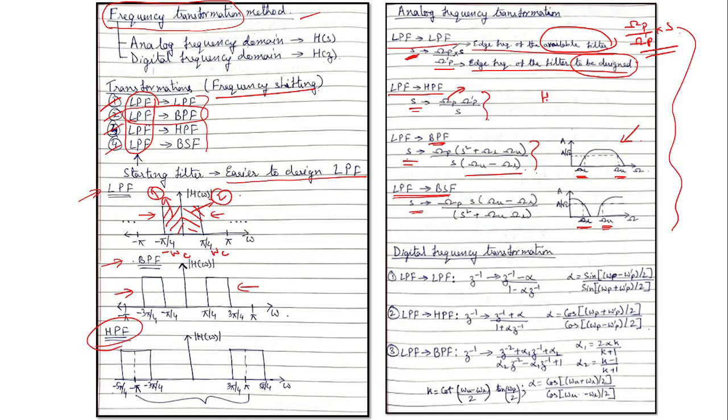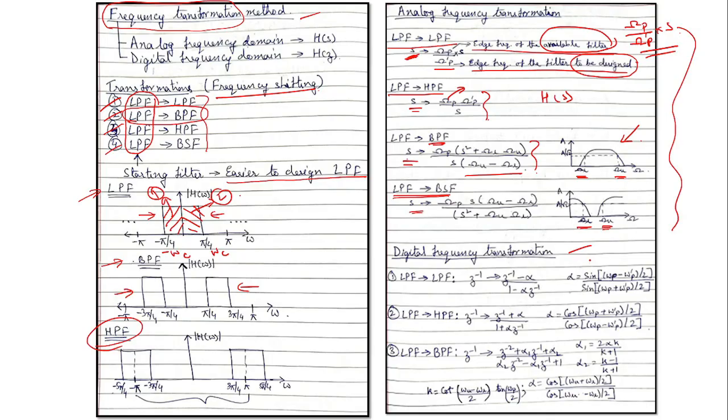So you will be given H(s) of any low pass filter, and then you may be asked to design the analog filter with the specifications which will be provided. Then we have the digital frequency transformation.